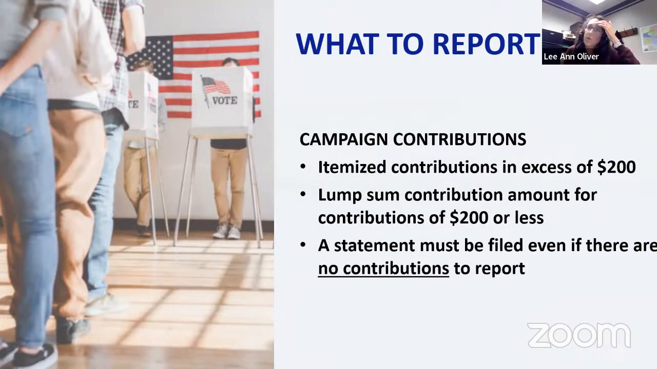As far as what to report, the itemized contributions in excess of $200, I'll go over this a couple times, it'll make sense. If they receive something over $200, it's itemized on this report. They just can't put down the total. If it's $200 or less, so if five people give them $200, they will put down a lump sum of $1,000 under the contributions of $200 or less.